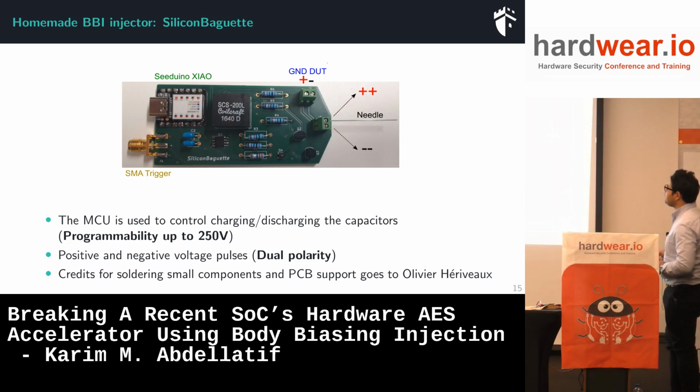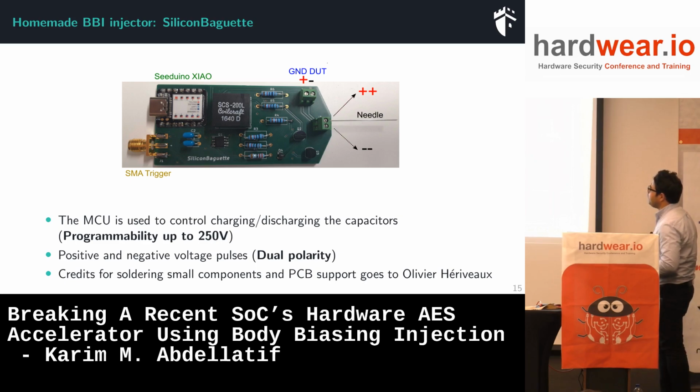So this is the final PCB that I already made. Here I use an Arduino, which is an MCU that you can use to control the charge and discharge. It can also feed the circuit with a VDD of 5 volts maximum. Here there is an SMA connector for triggering the fault injection. And here, for example, there is a needle connected to the positive, and the negative is connected to the ground. But if you would like to reverse the polarity of the voltage pulse, you can connect the needle to the negative, and the positive is connected to the ground of the device itself.